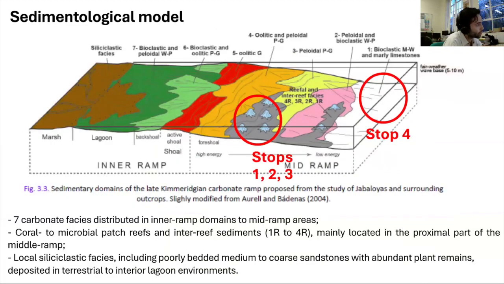So just a quick overview of the sedimentological model for the Jabal Oyas formation. There are about 7 carbonate facies distributed from the inner ramp domain to mid-ramp areas. But for that day, we focused on the patch reef and inter-reef facies, so that's stop number 2 and 3, as well as a more distal coeval unit characterized by bioclastic marly limestone. That's for stop number 4.